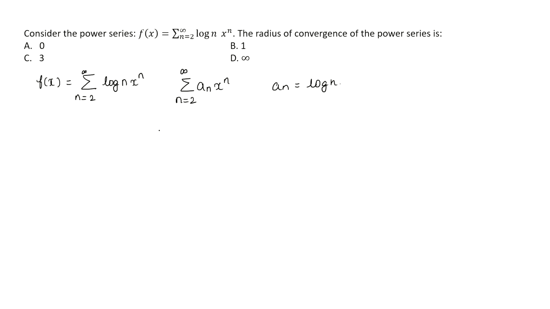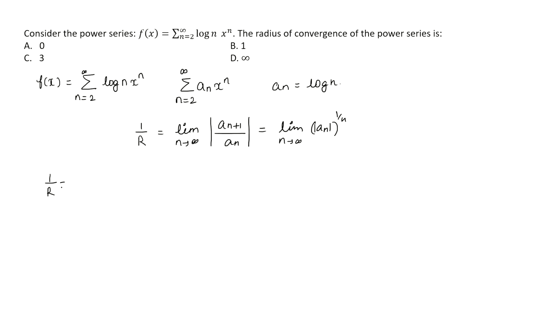So for such a series, the radius of convergence can be found using the formula 1/R = limit n tends to infinity |a_(n+1)/a_n|, right? This helps us to find the radius of convergence, or limit n tends to infinity |a_n|^(1/n). By using these we can find the radius of convergence.